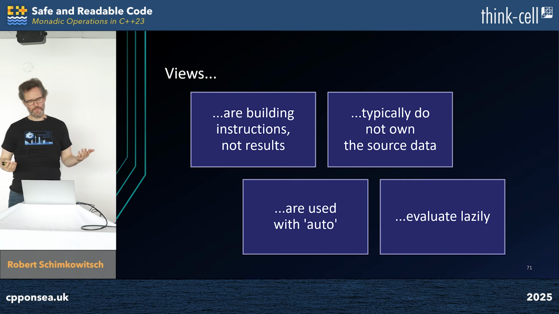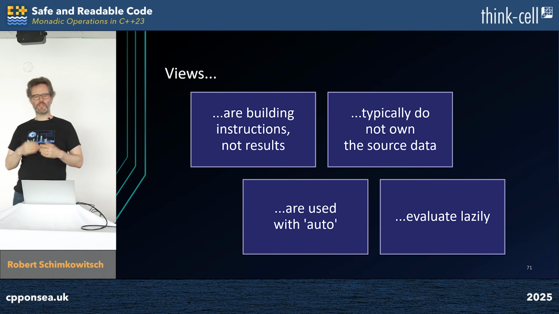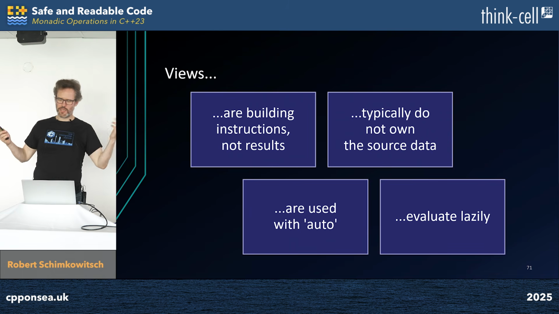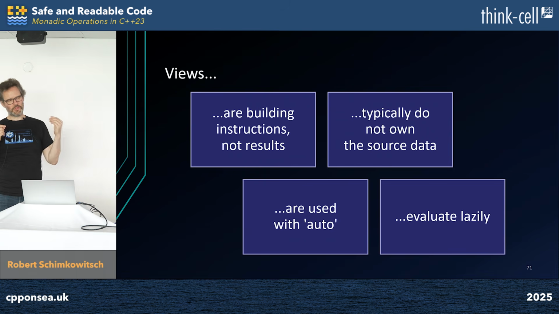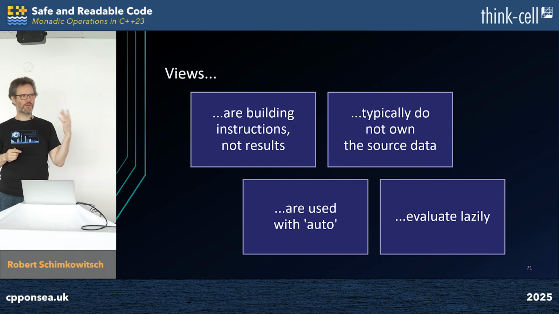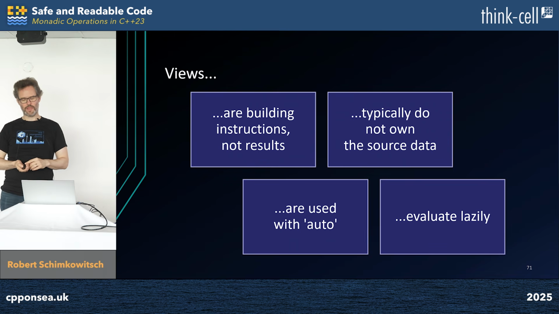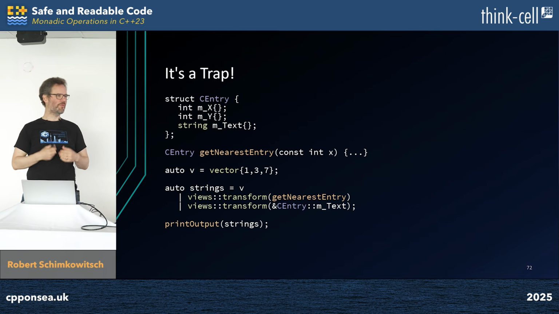So in summary, views are more like a recipe, not like the cake. If somebody steals your ingredients, that's undefined behavior, and you don't get cake. They typically do not own the data, so be careful about that. Auto is the way to use them, and they evaluate lazily. And there are traps. Of course there are, in C++.